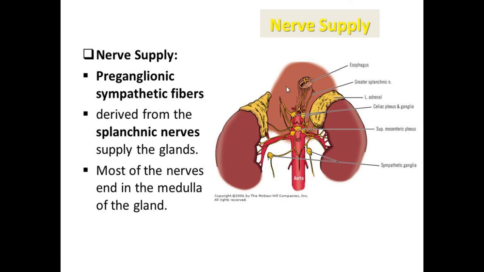Nerve supply: preganglionic sympathetic fibers are derived from the splanchnic nerves that supply the gland, and these are also the celiac plexuses. They control the secretory activity of the gland. They also act as postganglionic fibers because they directly secrete the secretion into the blood.